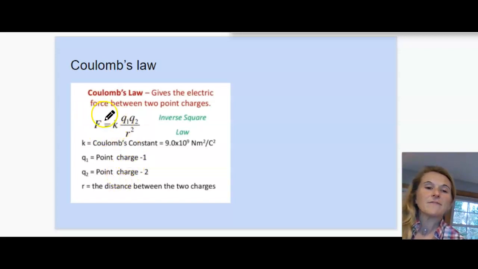So here we see F stands for that electric force. We do have a constant, Coulomb's constant, that you can easily look up and is also on your equation sheet. You do not need to memorize that. And then we have Q1 and Q2. Q1 and Q2 stand for the amount of charge that is found in each of those different points that we're comparing. And then R is the distance between those two charges.